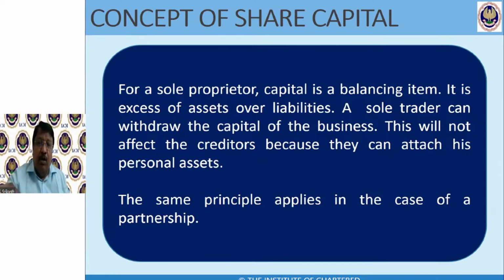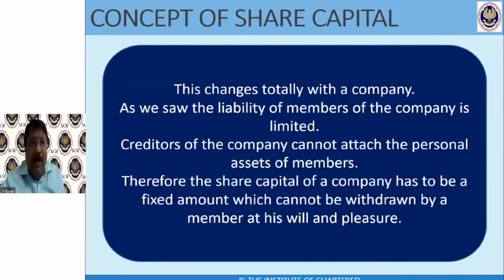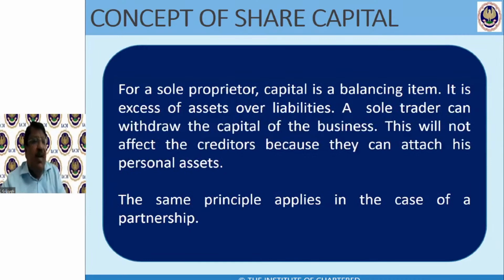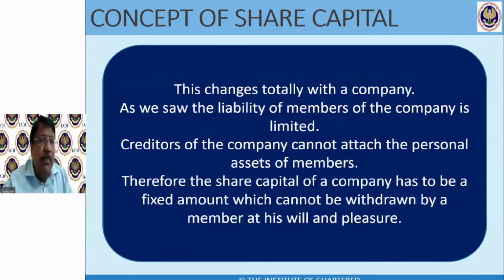If you have invested so much in that company and there is no due, that is all, no liability. And the amount that you hold in that company is a fixed number. Correct? So, this concept of unlimited liability changes totally when it comes to a company. The liability of the members of the company is limited, which means what? The creditors of the company cannot attach personal assets of members.